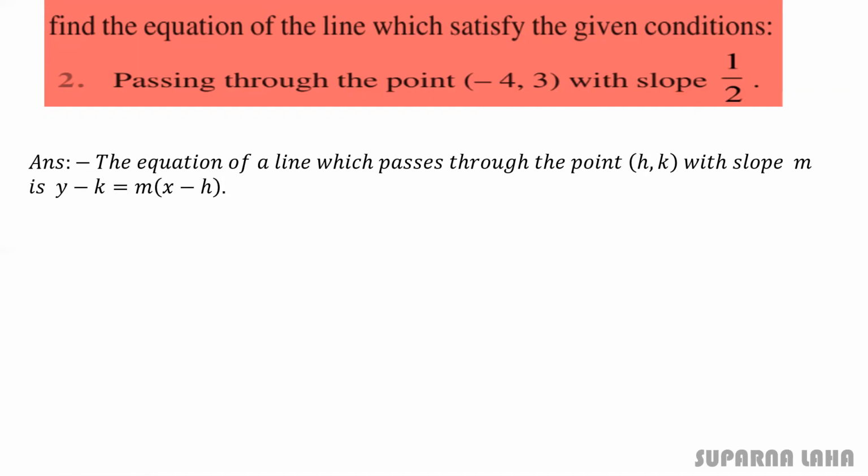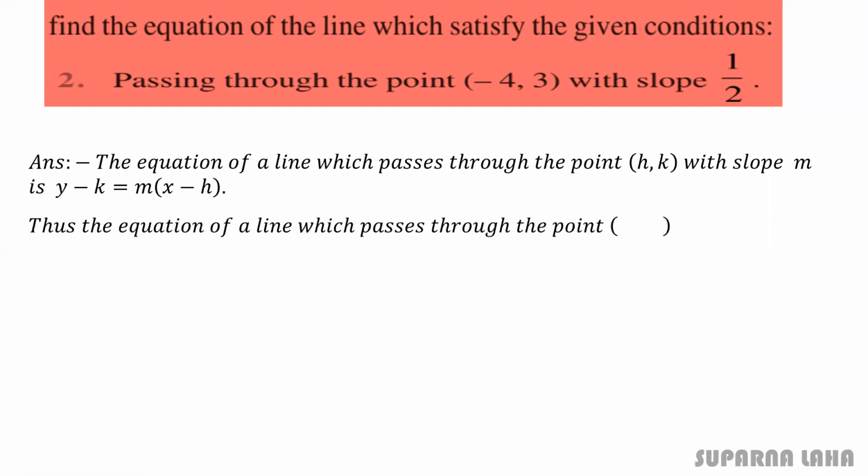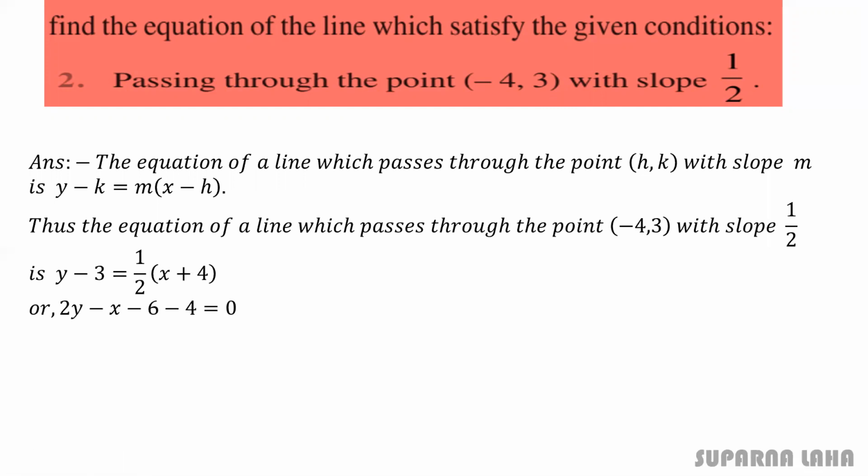Here the point is (-4, 3) and m is half. So just put these values, and that's the required equation. y minus 3 equals half into x minus of minus 4, that is x plus 4. Let us simplify it. So 2y minus 6 equals x plus 4, that is x minus 2y plus 10 equals 0. Okay, so this is the equation.